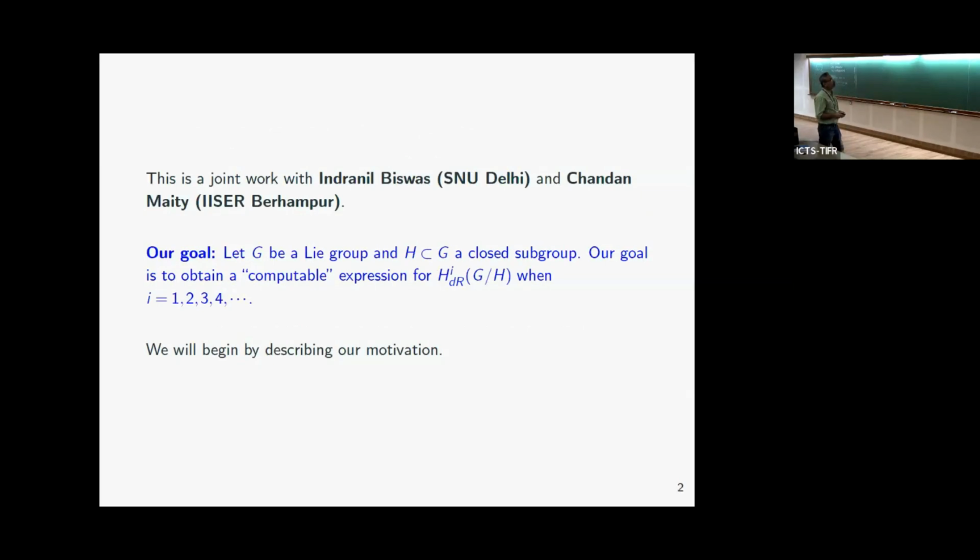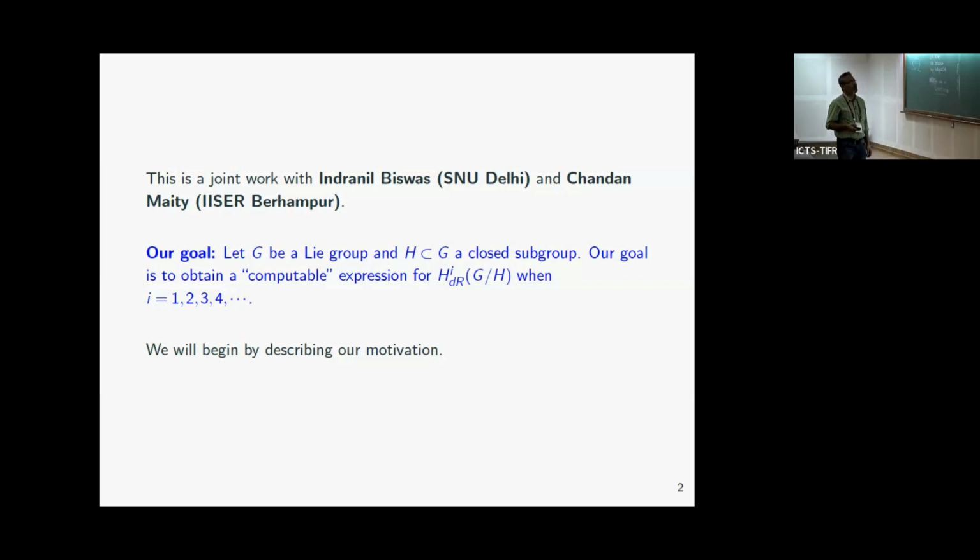Okay, so this is going to be our report on our joint work with Nalin Vishwas and Chandra Maiti. The basic question that we consider is: if G is a Lie group and H a closed subgroup, we want to obtain some computable expression for the de Rham cohomology of G mod H.